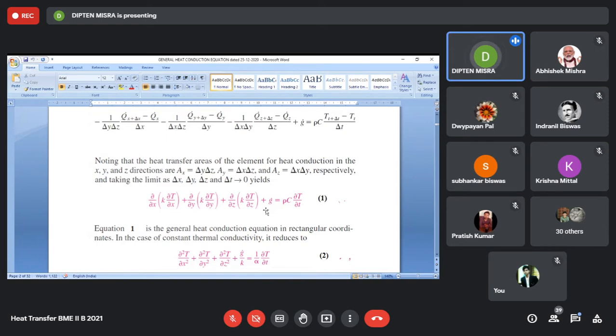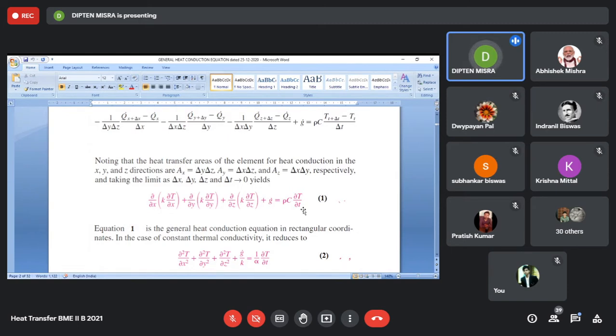But otherwise, these three terms represent 3D heat conduction with variable conductivity, and there may be a provision for internal heat generation. And what is the cause for the heat generation? There may be many different reasons for heat generation that we have mentioned in our previous class. And the term on the right hand side indicates how the temperature is changing with time.